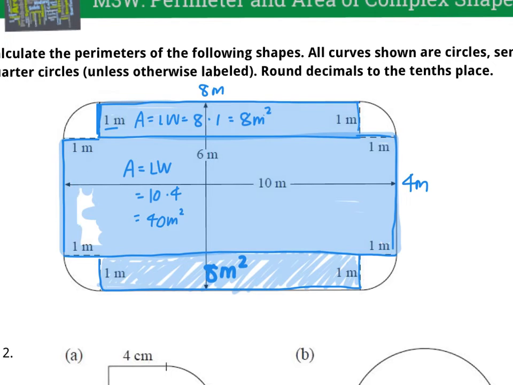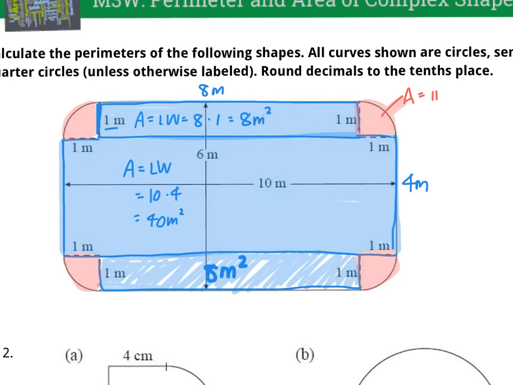Before I do that, I have to find the areas of these little circular corners. So this little piece right here, and this little piece here, and this one, and this one. Okay, so I know that if I put all 4 of these together, I have an entire circle.